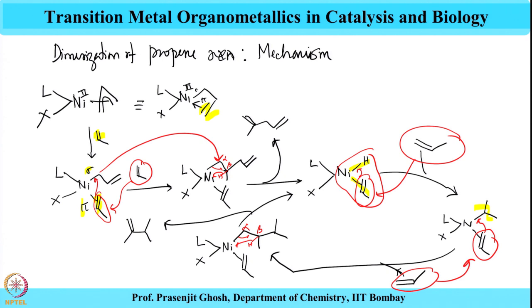So, trimerization of propene then leads to the formation of a variety of alkenes through this process as is shown over here. Now, to note, L and X for the catalyst are shown here: L is a phosphine and X is an ethyl aluminum dichloride moiety.